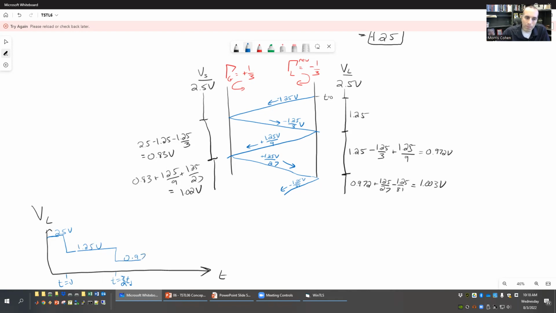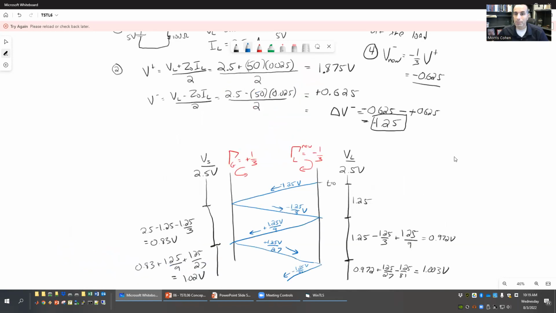And then, after 4 delay times, t equals 4 times TD, it will jump up to 1.003 volts. You'll notice that it seems to be oscillating back and forth. We're actually getting some ringing here, right? We know that it should steady out to a value of 1 volt.